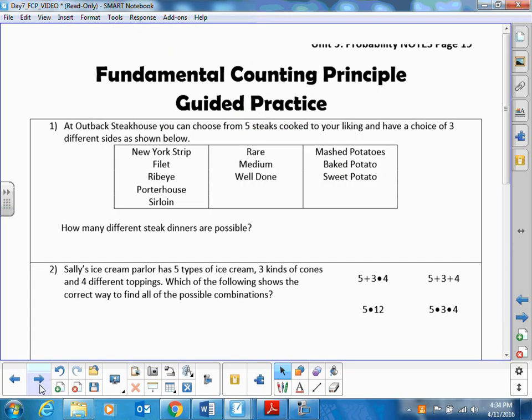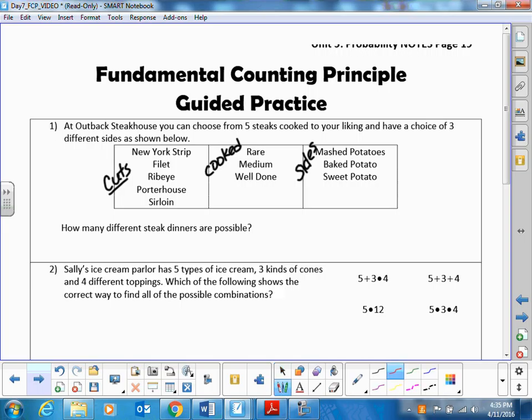Okay. So if we look at this next example, number 1, we're at Outback Steakhouse, and you can choose from 5 steaks cooked to your liking. You have a choice of 3 different sides shown below. So here are the cuts of the steak, or which part of the cow you're eating. This is how it can be cooked. And this is your sides that you have available. So how many different steak dinners are possible?